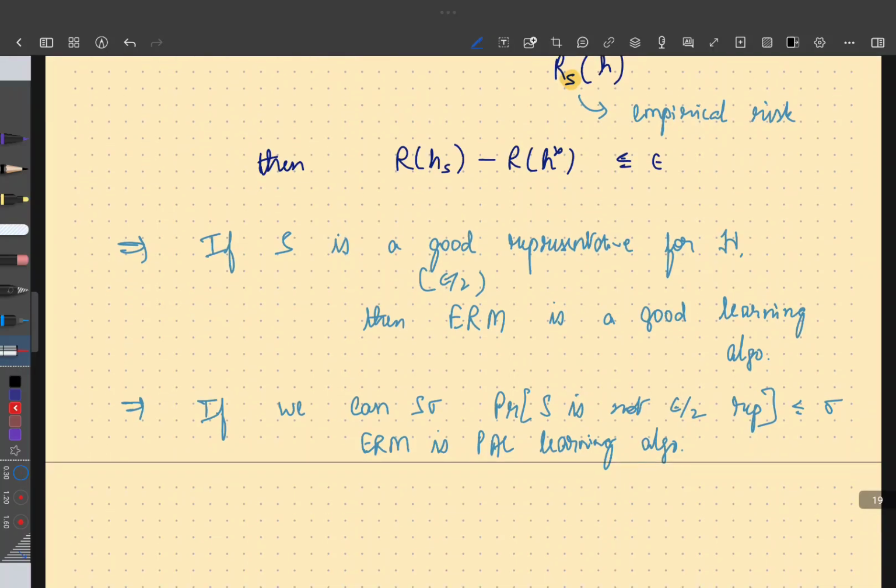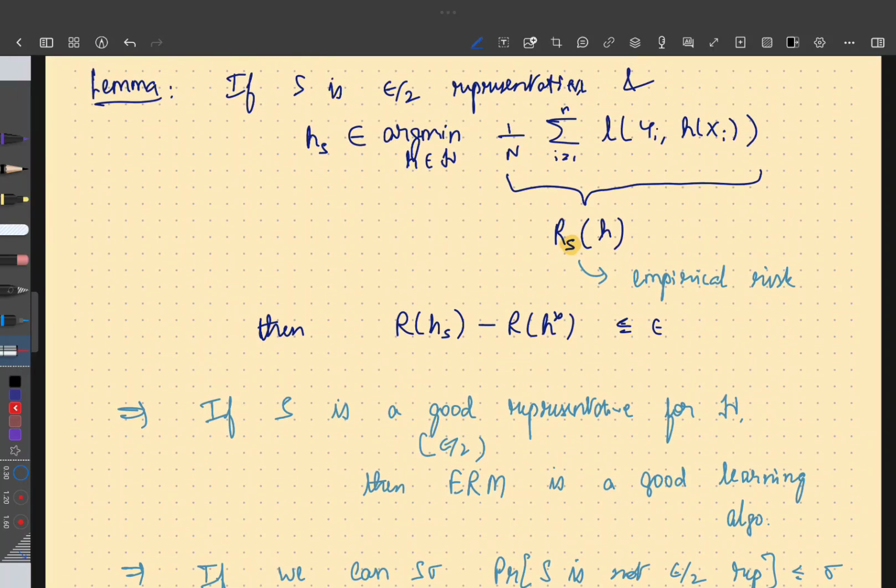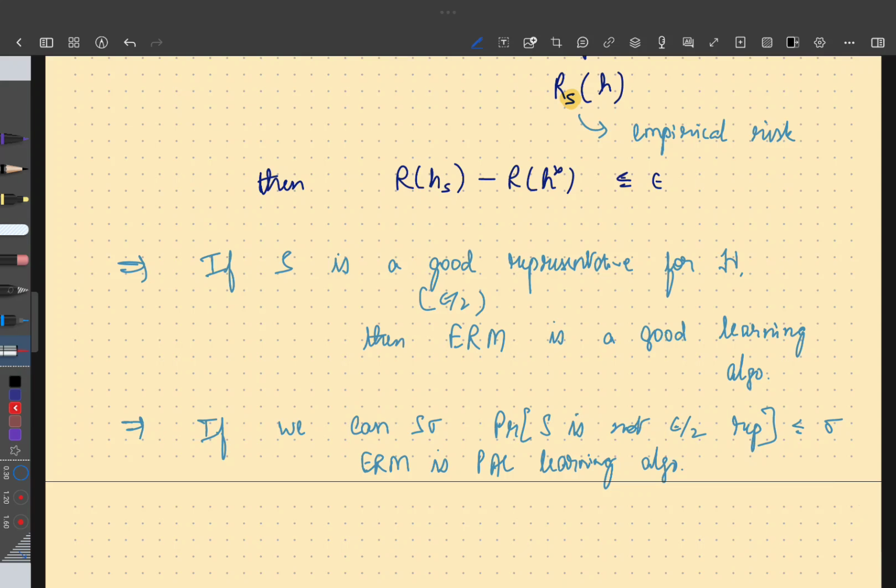All right. So if Hs is the empirical risk minimizer, then just by the triangle inequality, you can see that the empirical risk minimizer achieves a generalization error, or in other words, estimation error, which is at most epsilon, provided that the sample is actually epsilon by 2 representative. Right?